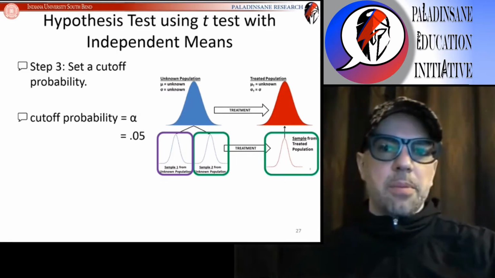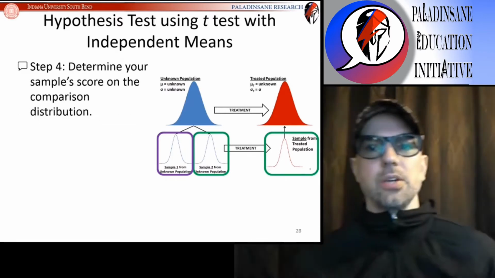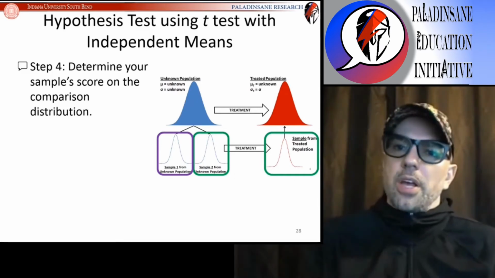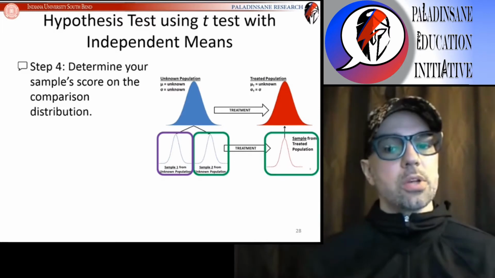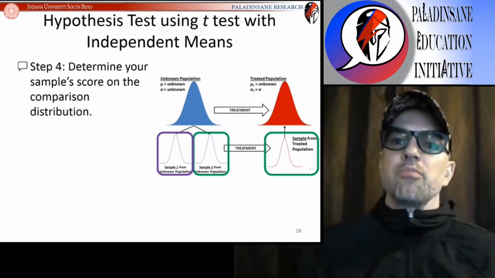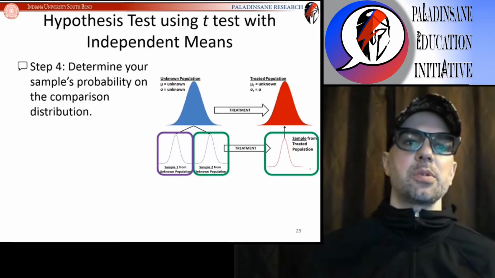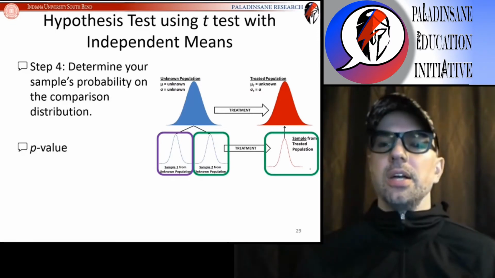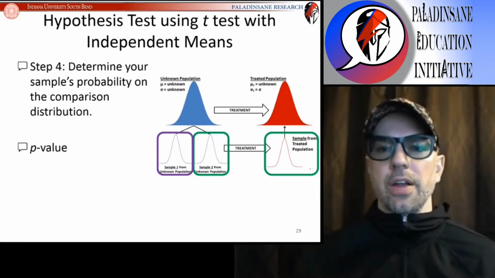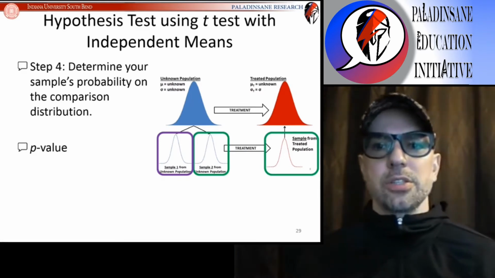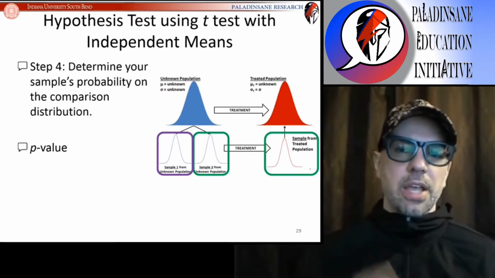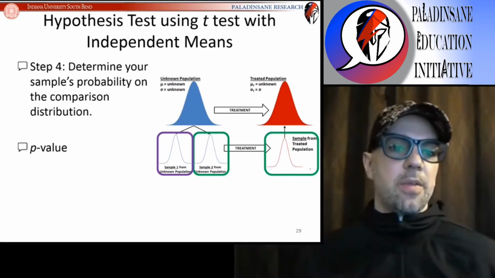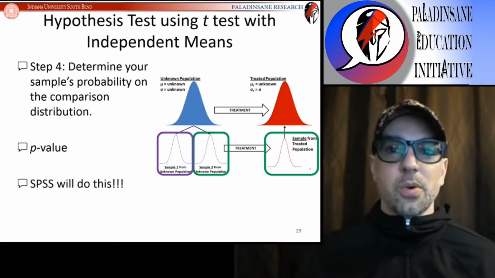All right, so we set our cutoff probability. Next thing we need to do is determine our sample score on the comparison distribution. We are also moving away from that, although it will be asked in your homework, so I'll show you where you can find that information. But more importantly for us, we now want to determine our sample's probability on the comparison distribution, and that is the p-value. That is your sample's probability of occurring if the null hypothesis is true. So that's the value that we're going to be looking at to compare to our step 3 probability line in the sand, and very thankfully SPSS will do this as well.